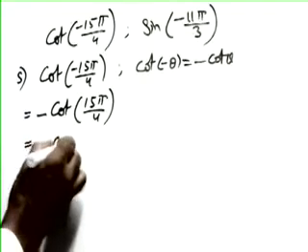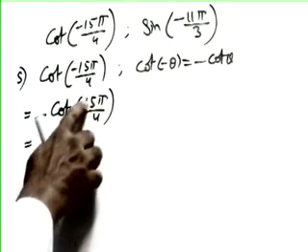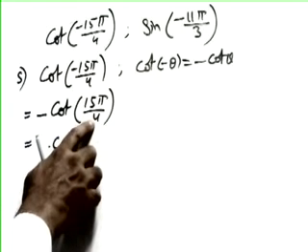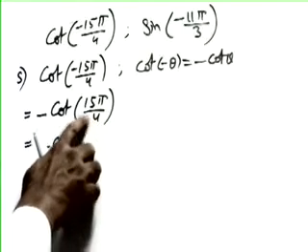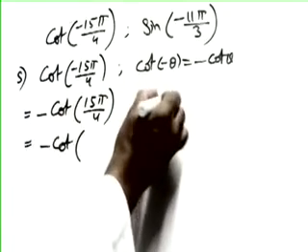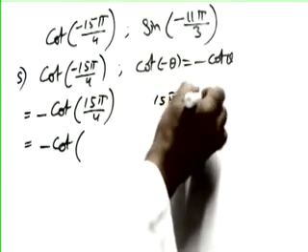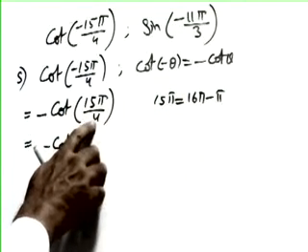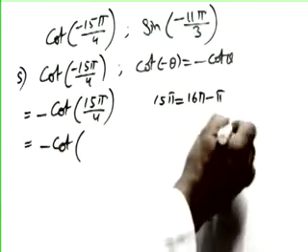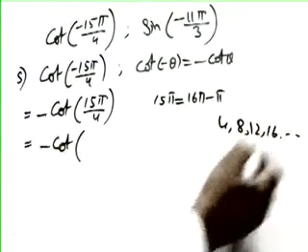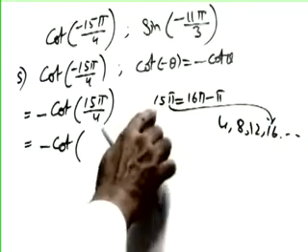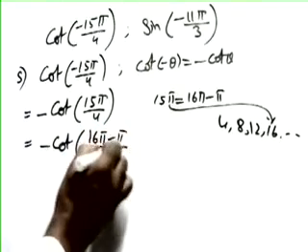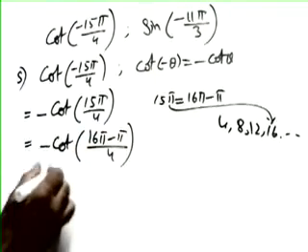One way of doing is by changing into a mixed fraction. One more way is to change this 15 into multiples of 4. What are the multiples of 4? 4, 8, 12, 16. So 15 is near 16. We have to change according to the multiples of the denominator. So 15 pi can be written as 16 pi minus pi.